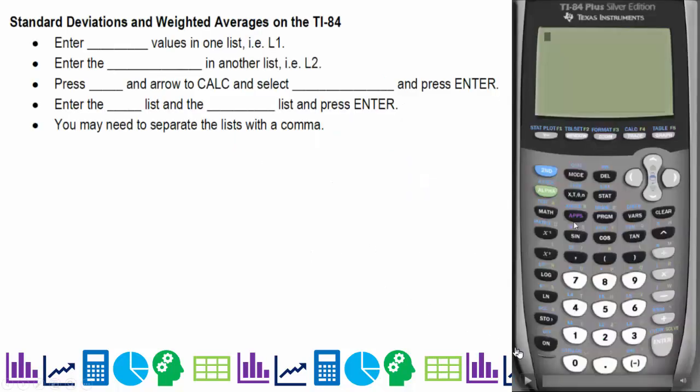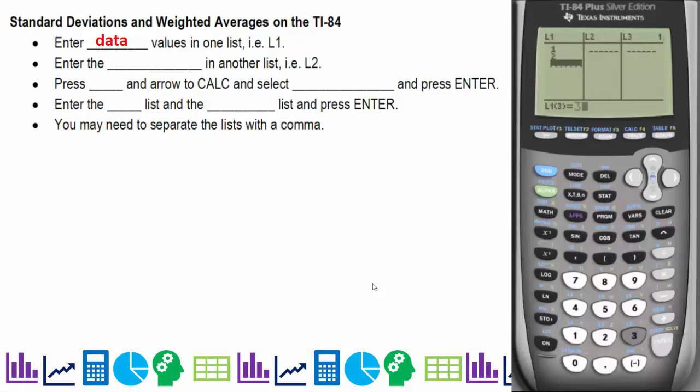So one thing we want to do is make sure to enter our data values in a list. You're going to do it like before, edit, and I'm going to go ahead and enter the data values in list 1. After I do that, I'm going to enter the frequencies in list 2. It's very important that both lists are matching, that they're the same length, or you will get an error. So make sure that you have the same number of data points in both lists.